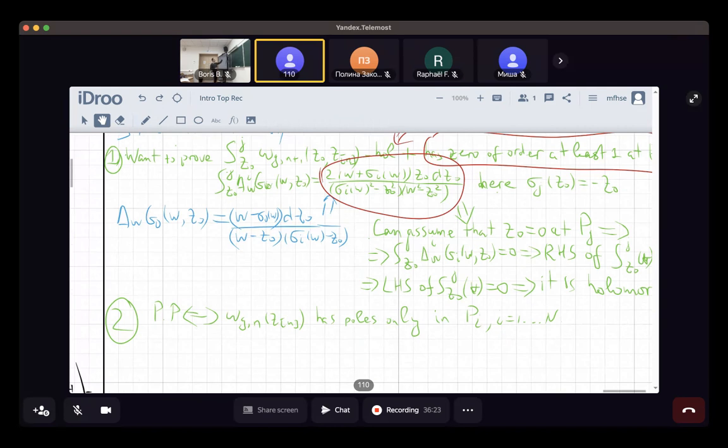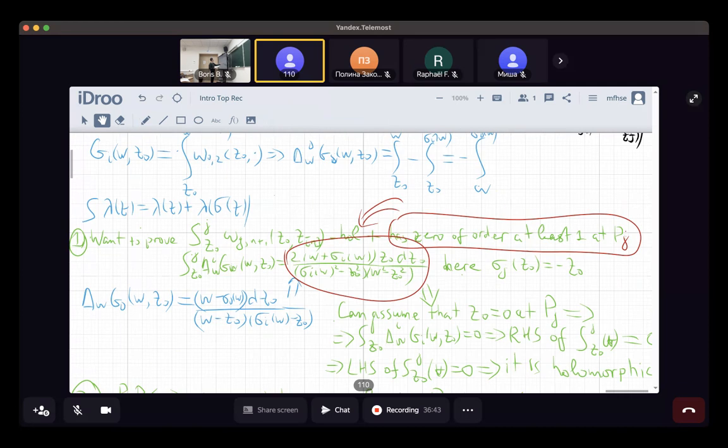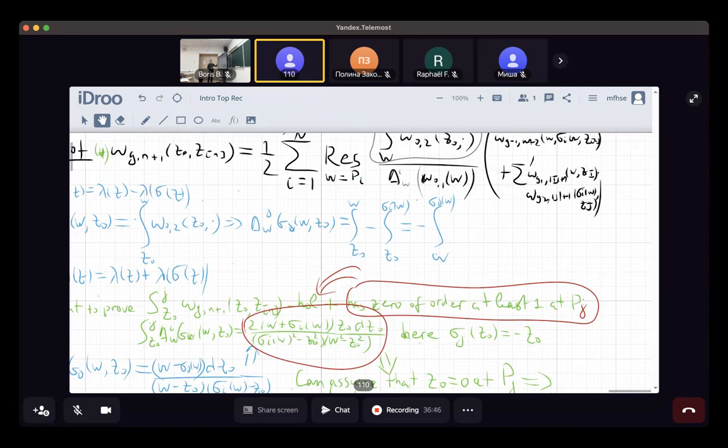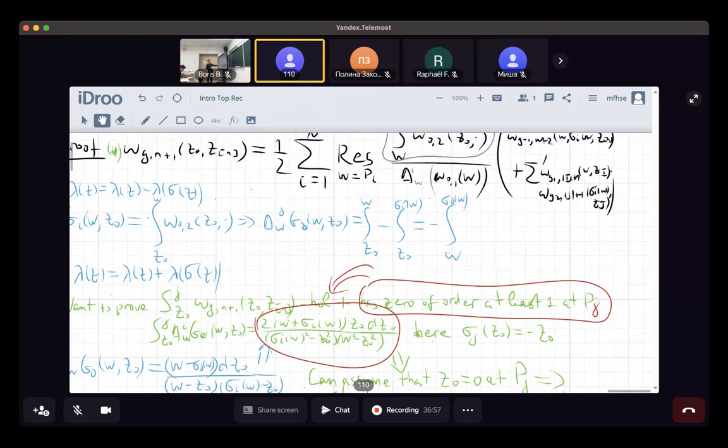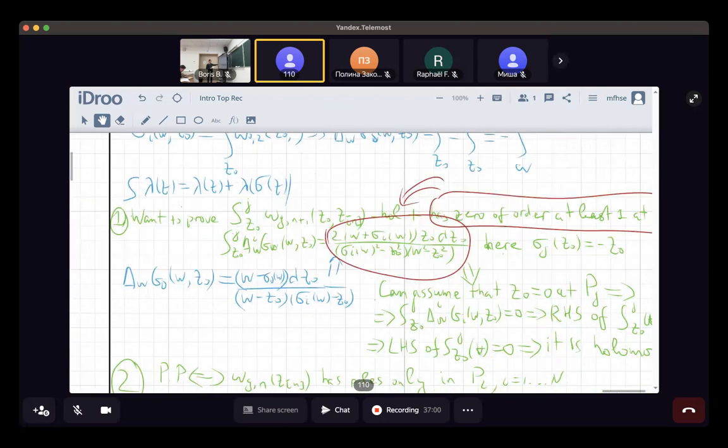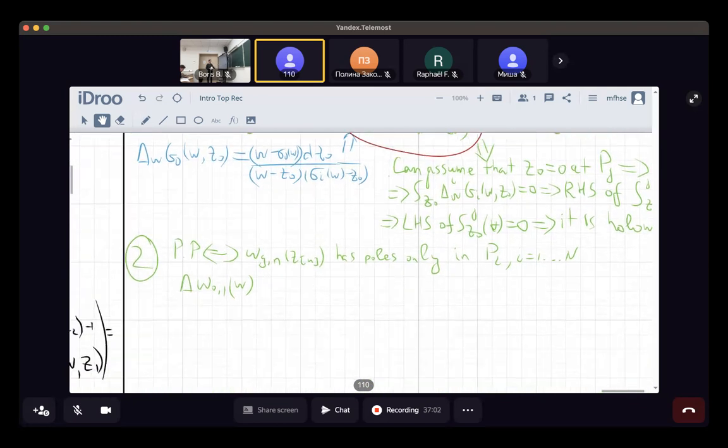So yes, I should add here delta omega 0,1 of... But it again does not depend on the z0. Yes. But at this point it's irrelevant. You see that it doesn't depend on Z0, so it does not change the denominator including Z0. Okay, so is it clear about poles?